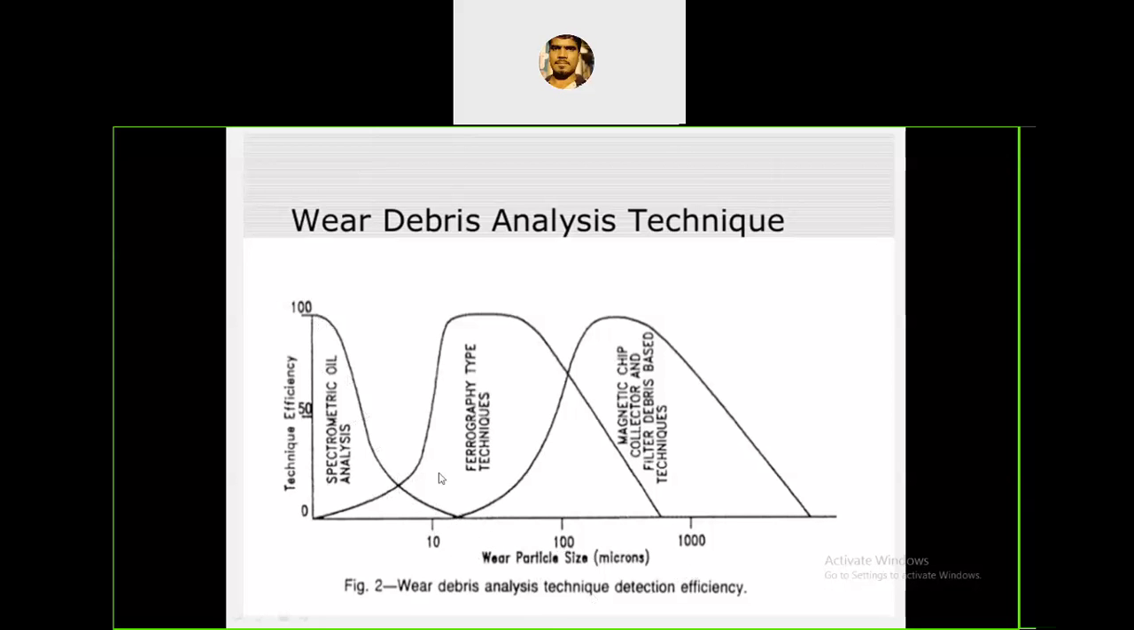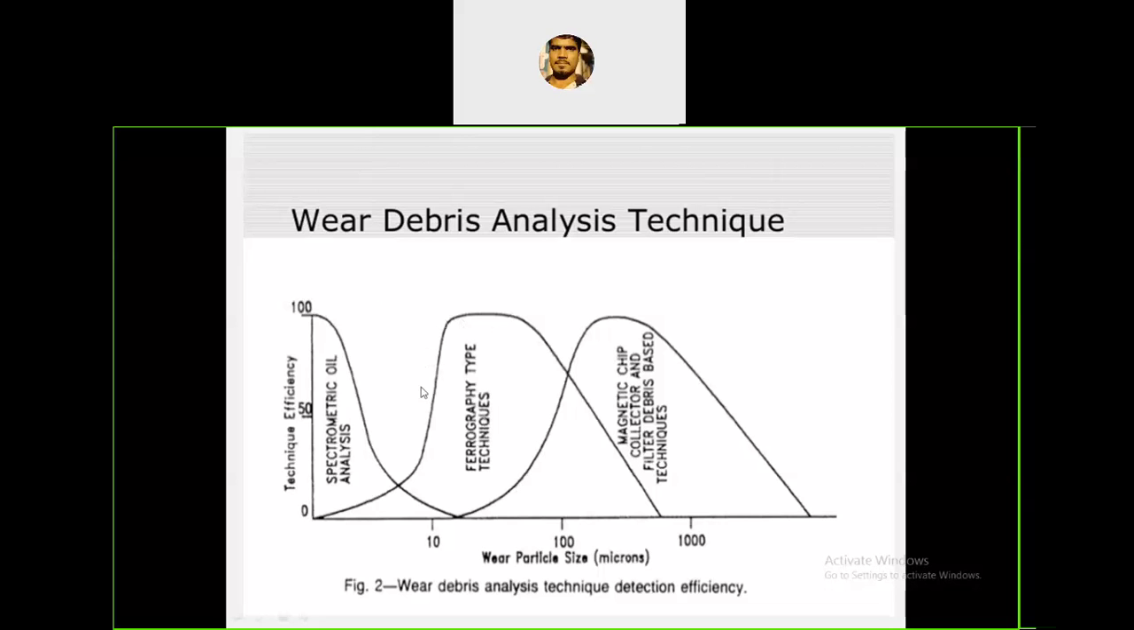And here, if you go with ferrography-type techniques, there are different types. One is spectrometric oil analysis. In debris analysis there are many techniques, and if the particle size is bigger, you have to go with this type, which gives 100% efficiency. Ferrography means, with the help of SEM or TEM micro analysis, the particle size is very small, and here it provides 100% efficiency.